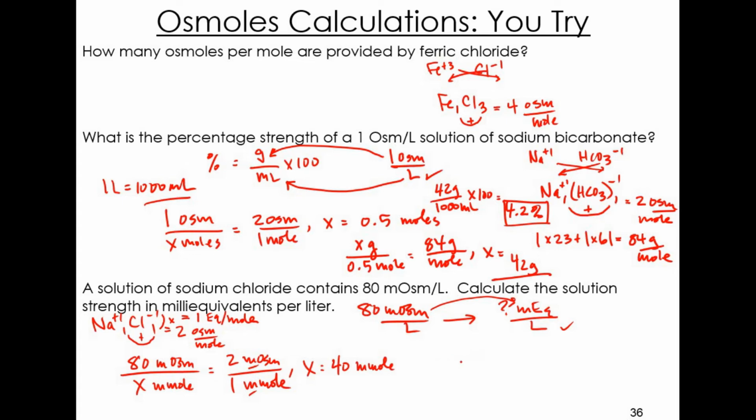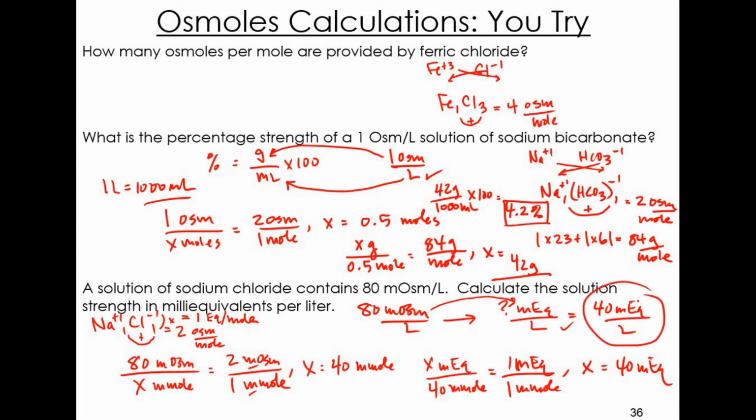And then we want to know how many milliequivalents for 40 millimoles. Given that there's 1 milliequivalent per millimole, well, that number stays the same. So we've got 40 milliequivalents, and it's still in 1 liter. So 40 milliequivalents per liter is our answer.